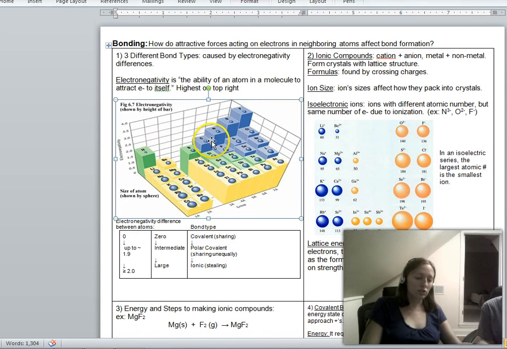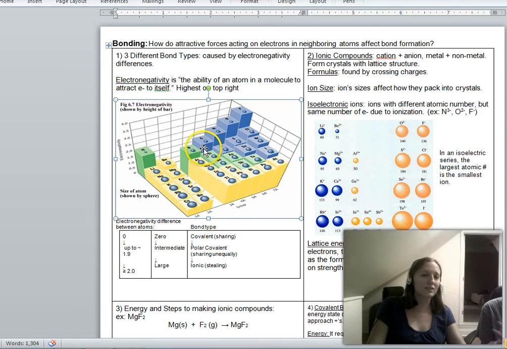You need to understand electronegativity because when we're talking about the different kinds of bonds, whether ionic bonds, covalent bonds, or polar covalent bonds, the differences between those kinds of bonds are caused by how electronegative the different atoms are.